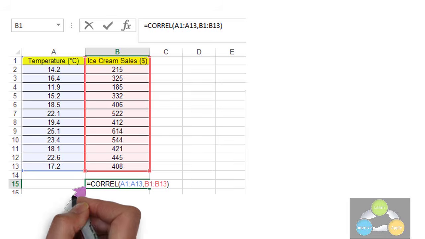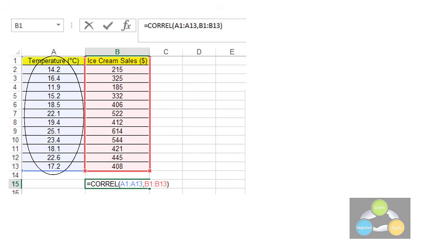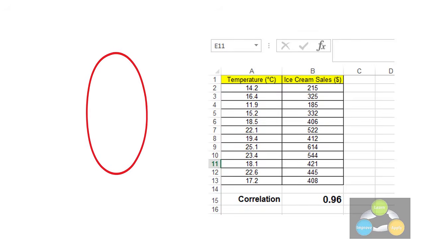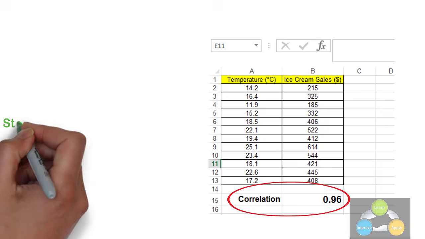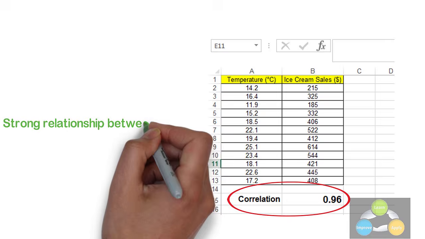Type the function correl and select first variable column and apply comma. After that, select second variable column and press enter. We will get the value of correlation coefficient as 0.96. It means there is a strong relationship between variables.